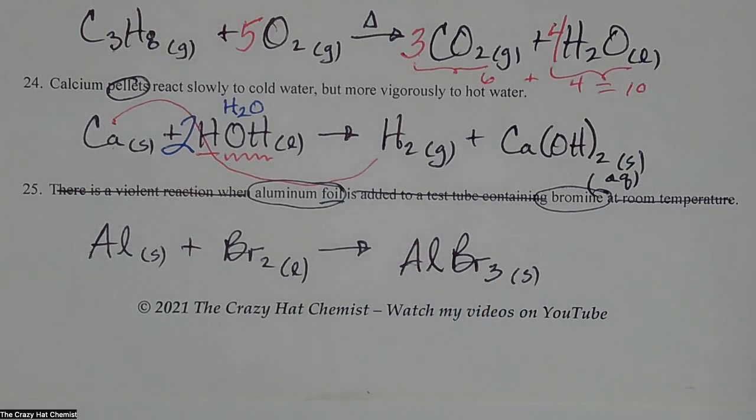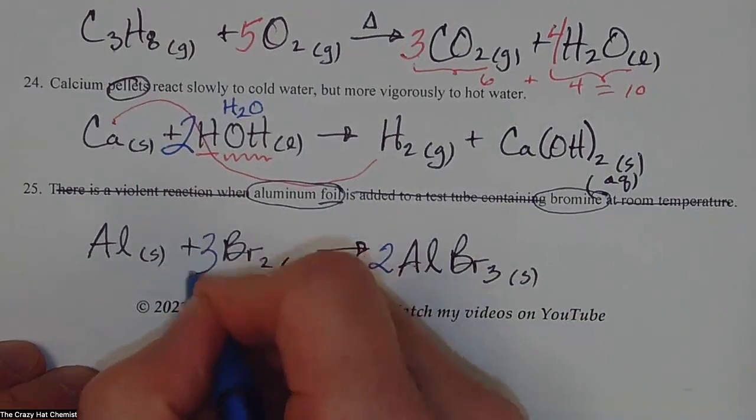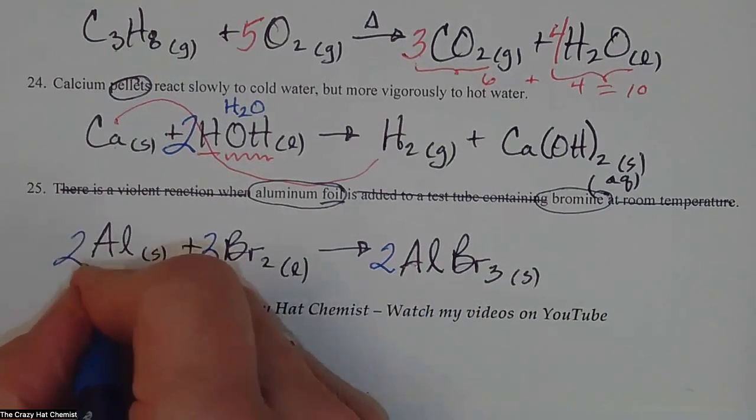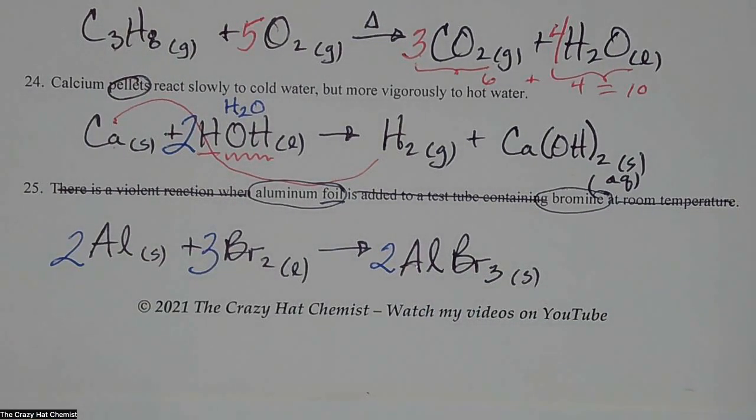So greatest common factor. This has come up multiple times within this problem set even. So the multiple is going to be a 2 and a 3. The 2 and the 3, the 3 and the 2. Okay, I got 2 aluminums, 2 aluminums. All right, we are done with number 25.